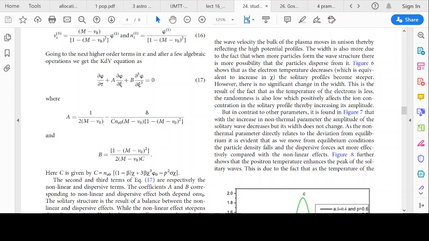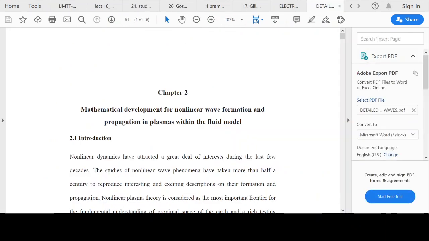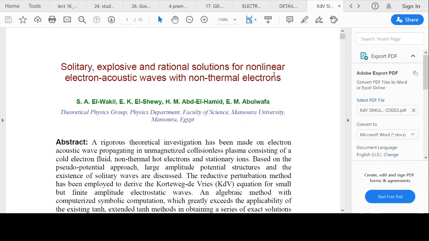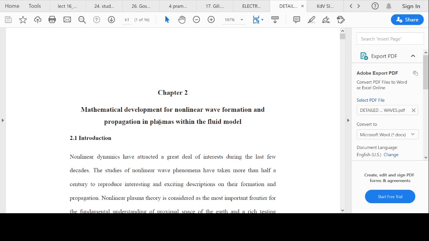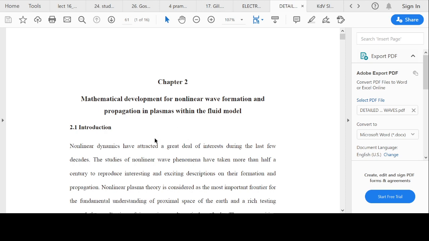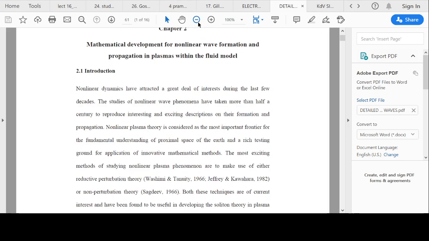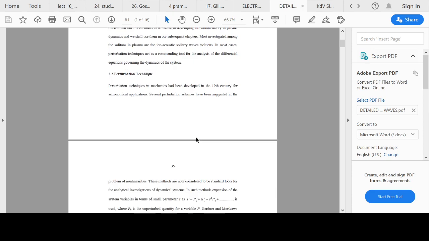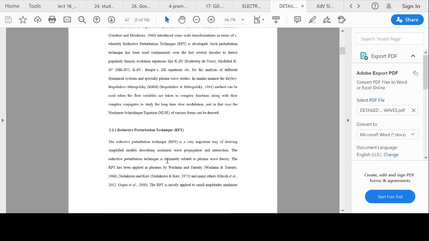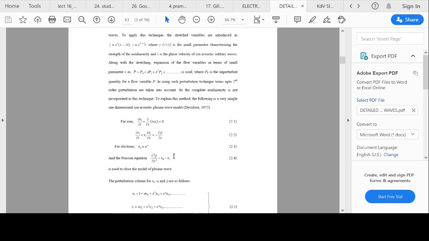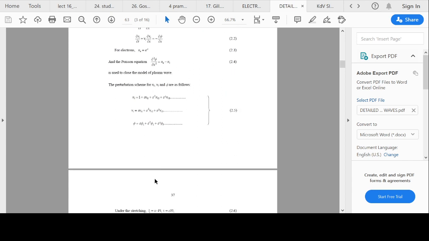I will also submit some of the... okay. Now I have submitted in your lecture how to deal with this step by step. It is written how to deal with the KdV or KdV-Burgers equation. You have to use the perturbation technique, you see, the reductive perturbation technique. What we are doing, these are the equations. We use the reductive perturbation technique.